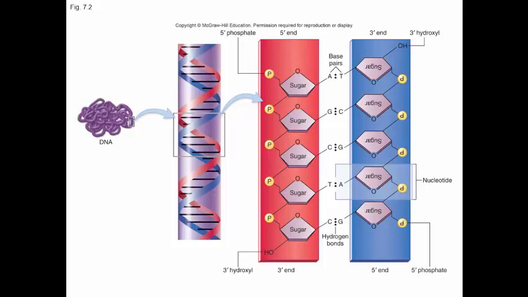What's going on here? They're going in opposite directions, but notice that the nucleotide consists of the phosphate, sugar, and the nitrogen-containing base. And notice that the spine is basically phosphate sugar, phosphate sugar, phosphate sugar. The real key information is stored in the nitrogen-containing bases of A, T, C, and G.